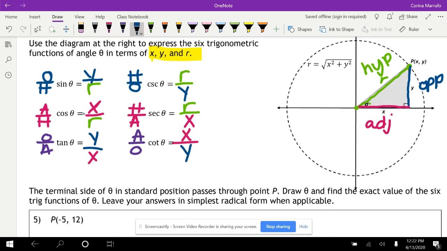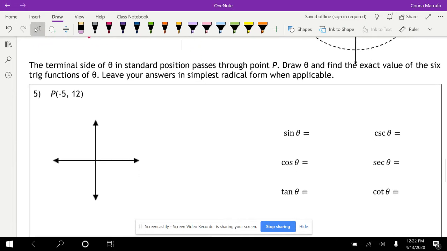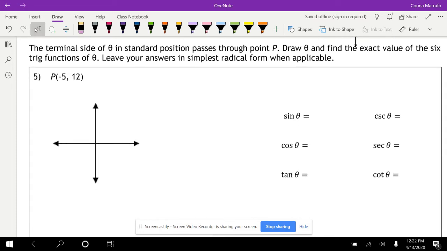Okay, so we're doing the exact same thing, but in this case, we're going to have a coordinate, and then we're going to have what they call the radius of the circle. So let's go ahead and do some examples so it makes a little bit of sense. So here it says a terminal side of theta is in standard position and passes through point P. Draw theta and find the exact value of the 6 trig functions of theta. Leave your answer in simplest radical form when applicable.